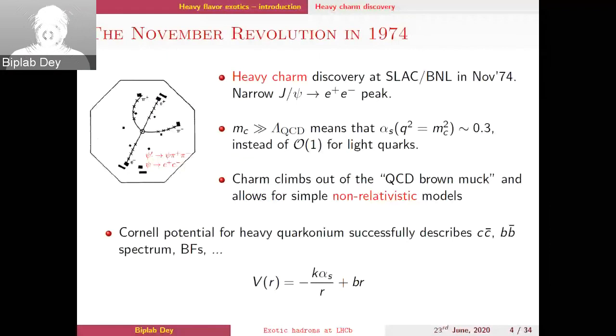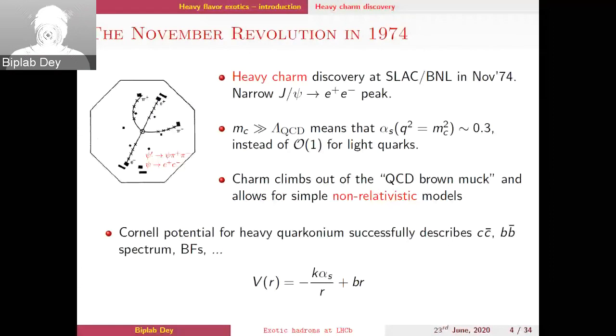Some things happen. Actually, a lot of things happen once you go from the light sector to the heavy sector. The charm mass is very heavy compared to Lambda QCD, which does a lot of things. For example, this means that alpha_s computed at m_c squared is now quite small, 0.3 instead of the order of 1 for the light quarks. So this allows the charm to essentially climb out of the so-called QCD brown muck, and allows for very simple non-relativistic calculations like what we do in graduate courses.